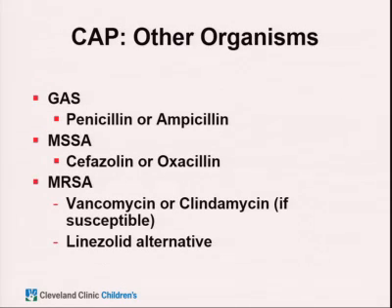So once again, if you have a bug, for a group A strep, you're going to use penicillin or ampicillin. If you've isolated MSSA, you're going to use cefazolin or oxacillin. And again, if you've isolated MRSA, vancomycin, or clindamycin if it's known to be susceptible to clindamycin.